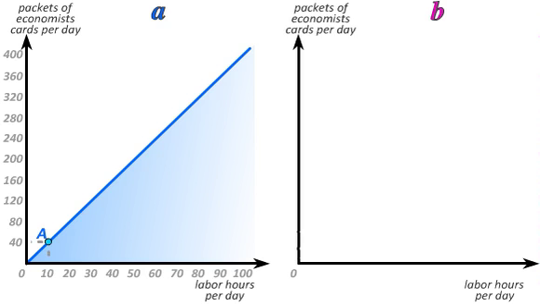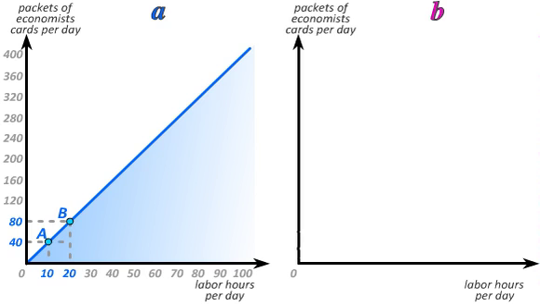Point A, for instance, is a production plan. It's a production plan that tells me I'm planning to use 10 labor hours to produce 40 packets of economist cards. The blue line is called the production frontier, and it tells me the most that I'll be able to produce with any number of labor hours. At the production plan B, for instance, I'm planning to use 20 labor hours to produce 80 economist cards, which is the most that I can get out of 20 hours, since the technology is such that the most I can get per hour is 4 economist cards.